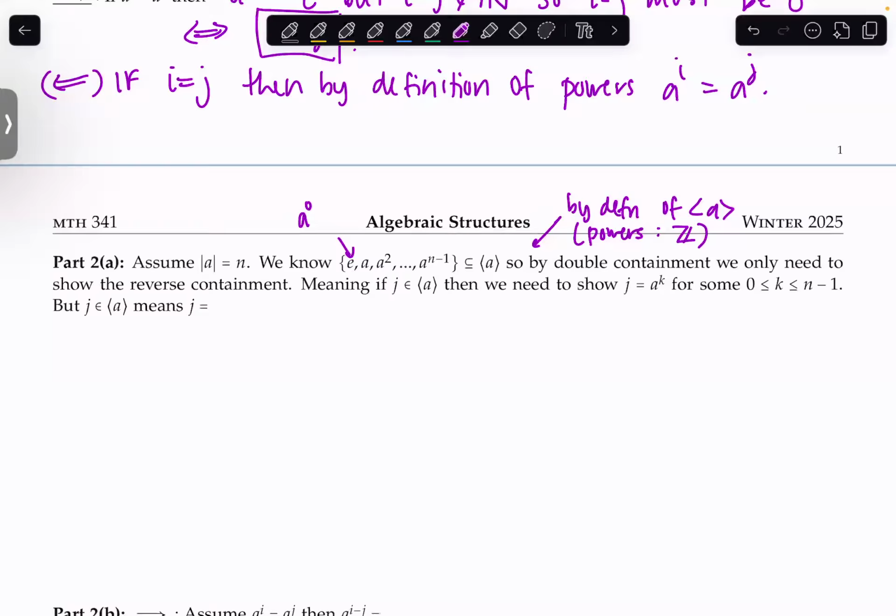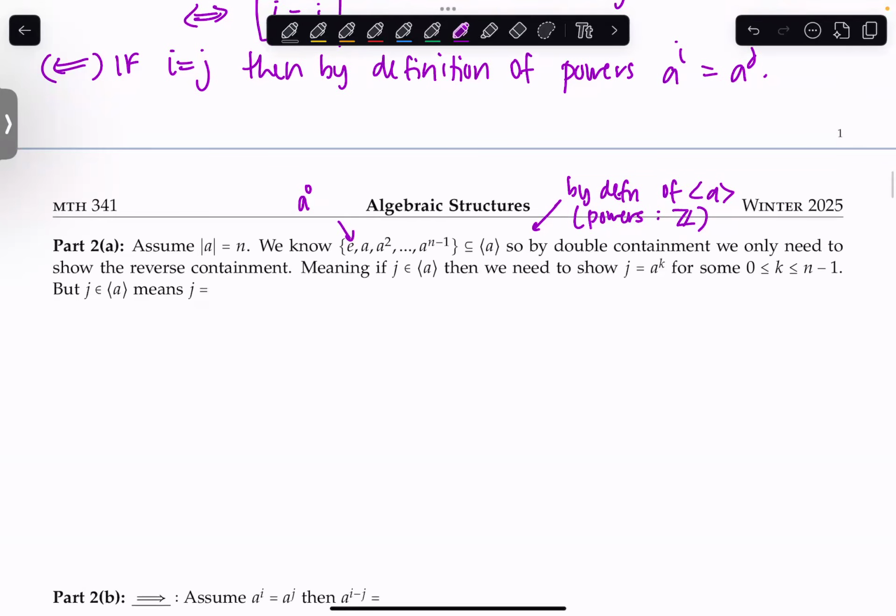If I have something in my cyclic group generated by A, I want to show I can write it as one of these n pieces, A to some power where the power goes from 0 up to n minus 1. Okay, so we'll take some j inside of my cyclic group generated by A. Again, our goal is going to be to show it's one of these n elements. So I can write it as a to the k, where k goes between 0 and n minus 1. But what does it mean for j to be in the cyclic group generated by A? How can I rewrite j?